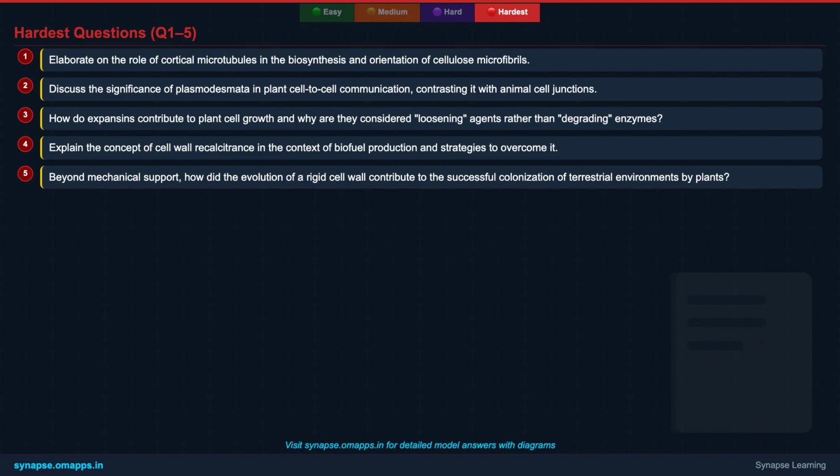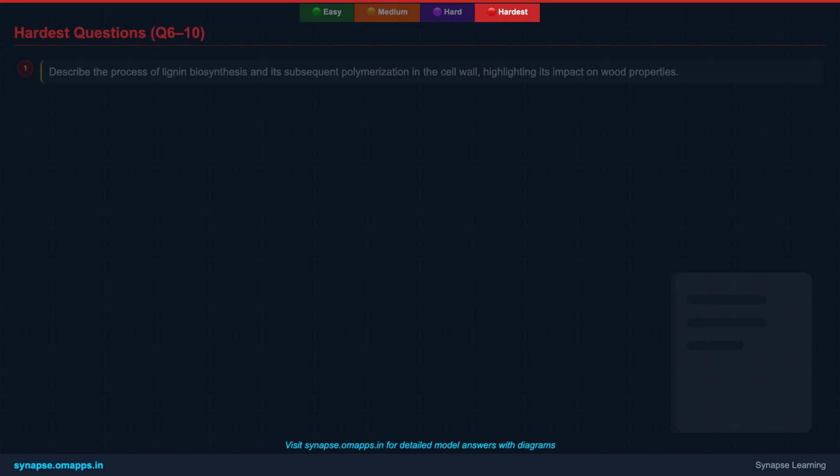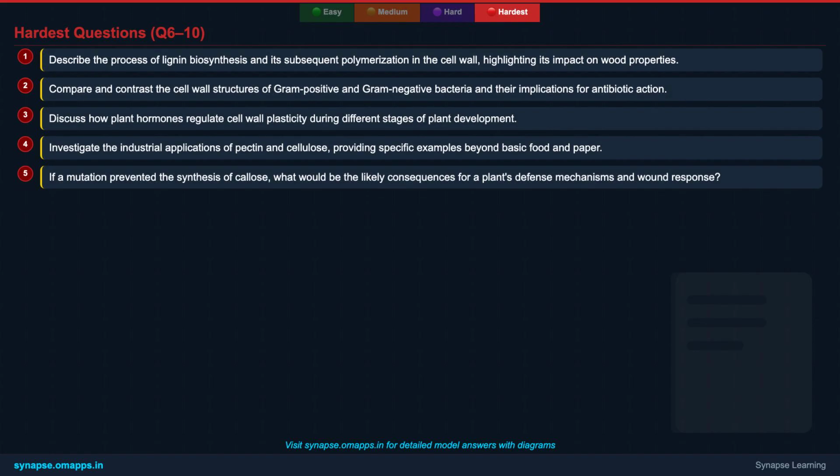4. Explain the concept of cell wall recalcitrance in the context of biofuel production and strategies to overcome it. And 5. Beyond mechanical support, how did the evolution of a rigid cell wall contribute to the successful colonization of terrestrial environments by plants? Continuing with the hardest level, here are your next 5 challenging questions.